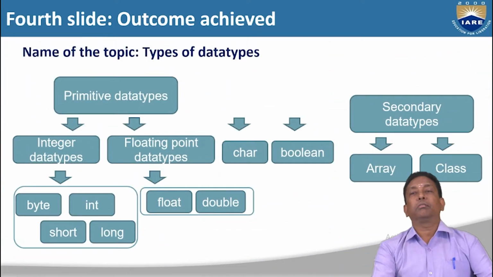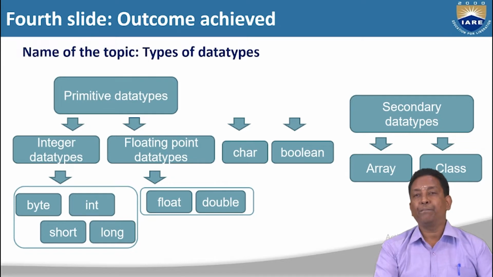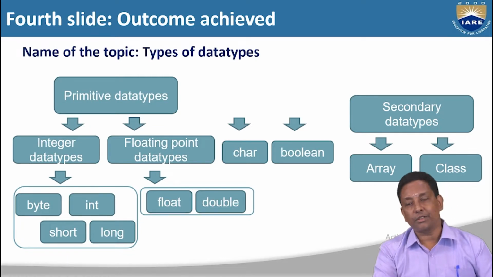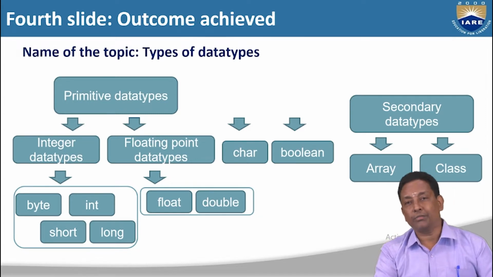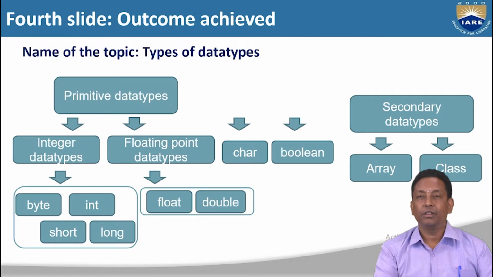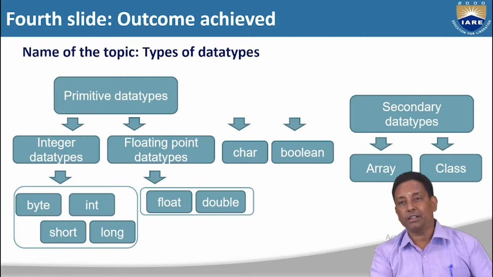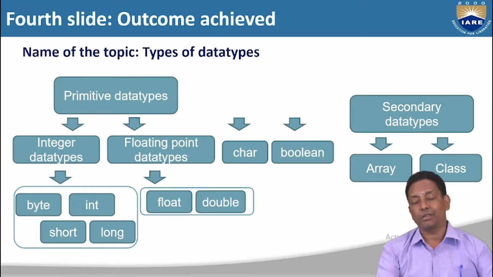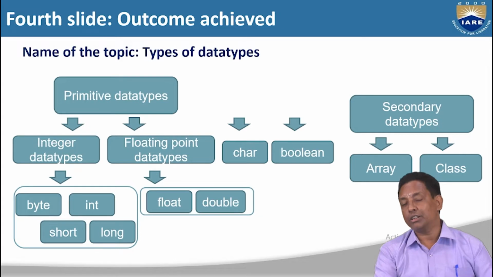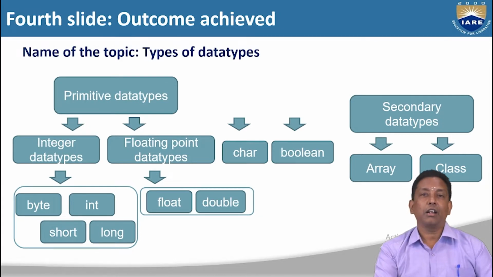Coming to the types of data types in Java. In Java, majorly we categorize two types of data types. One is primitive data types, another one is secondary data types. The primitive data types are again of three types: integer data types, floating point data types, and miscellaneous data types. Coming to the integer data types, we have four data types. One is byte, another one is short, third one is int, and last one is long. Byte, short, int, long are the four integer data types.